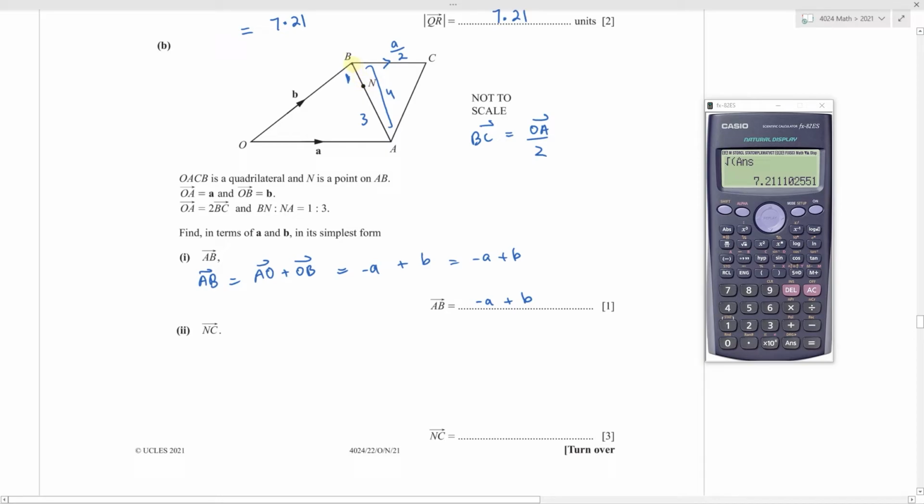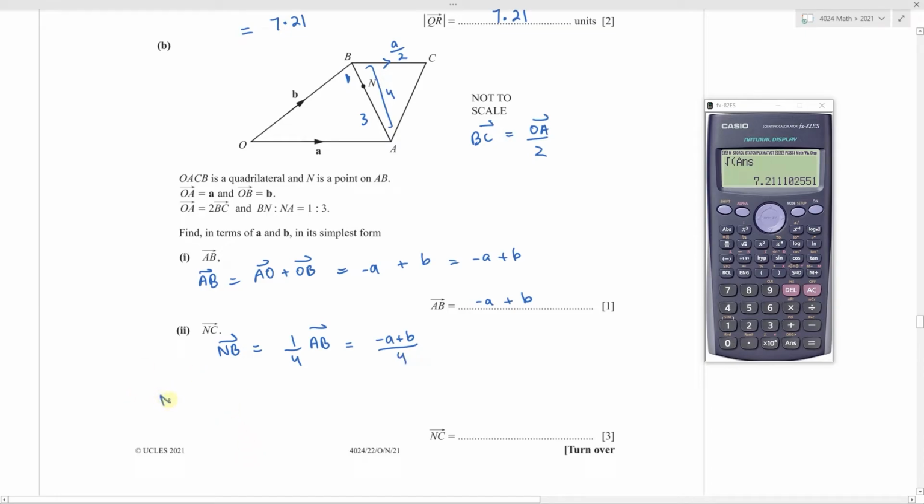NC is NB plus BC. So you know BC. NB is unknown, but I know that AB is this. So NB is 1 out of the 4 total parts, 1 over the full length 4. We are given 1:3 here. This makes it 1 part, this is 3 parts and the total is 4 parts. So NB is 1/4 of this vector AB. And you have calculated AB in the previous part, so this is minus A plus B over 4.